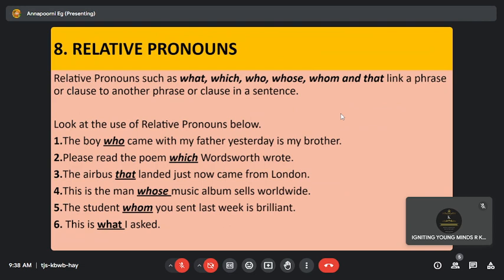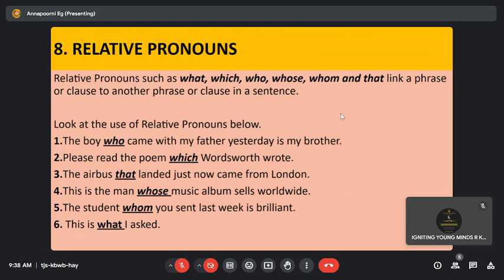Okay, so let's look at the pronouns now. The boy who came with my father yesterday is my brother. Yesterday a boy came with my father, that boy is my brother. So here who is used in the third place, not at the beginning, it is the third word. Still it is a relative pronoun. If it is not first, then it is relative.